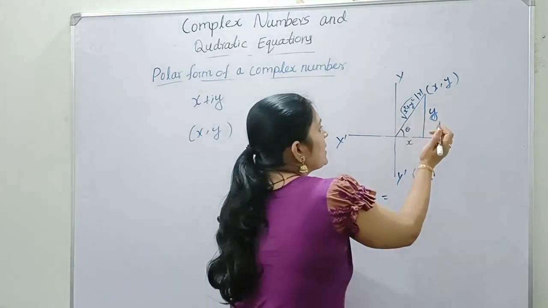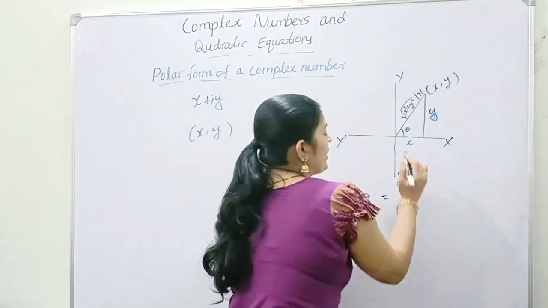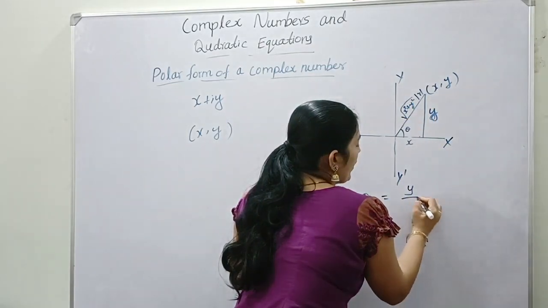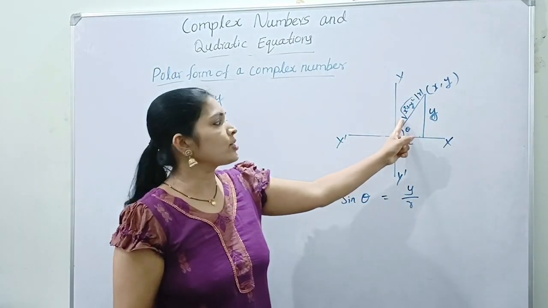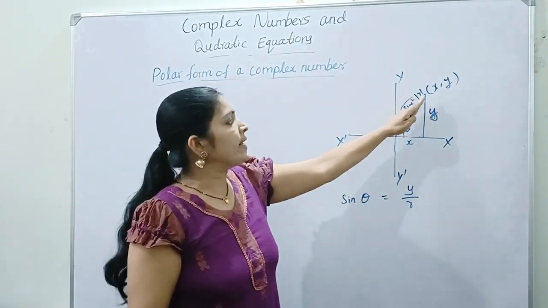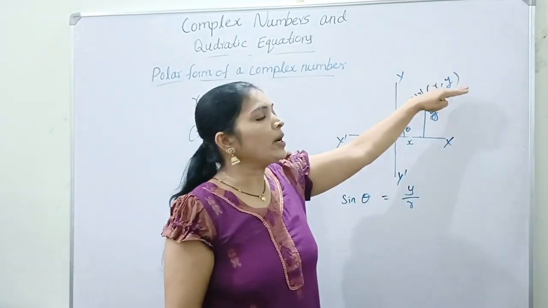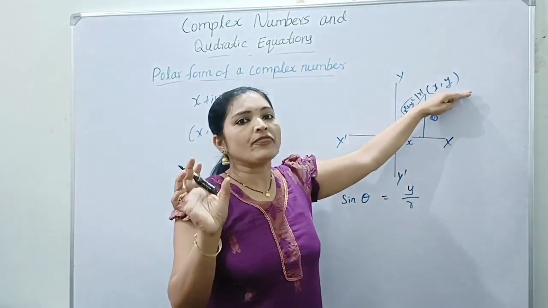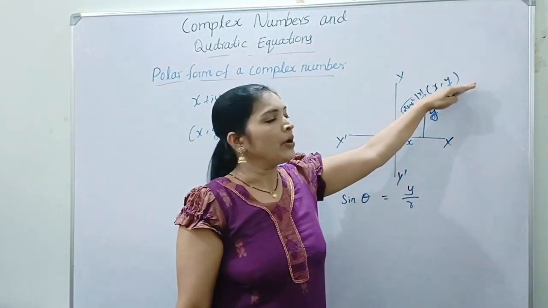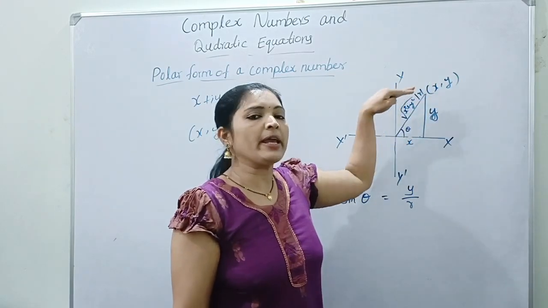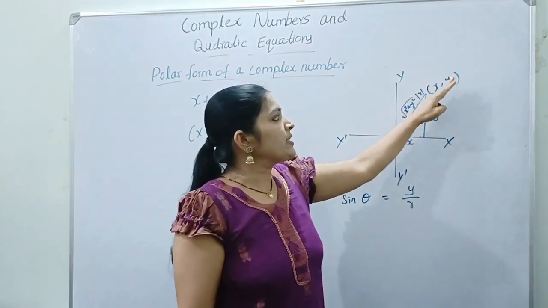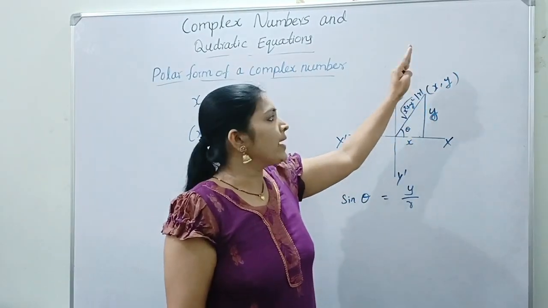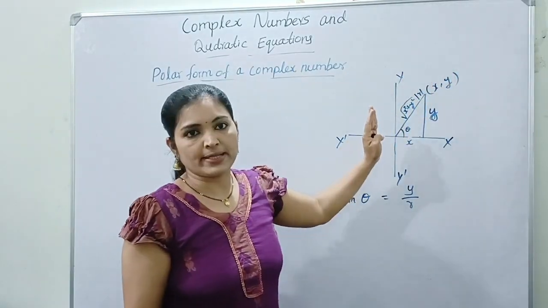Sin theta is opposite divided by hypotenuse, that is nothing but y divided by r. So r is equal to the square root of x square plus y square. It is the distance from the origin to the point, that is the modulus of a complex number. We represented a complex number in the xy plane, so it is the Argand plane, representing the real part on the x-axis and the imaginary part on the y-axis.